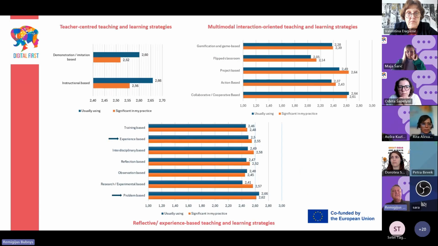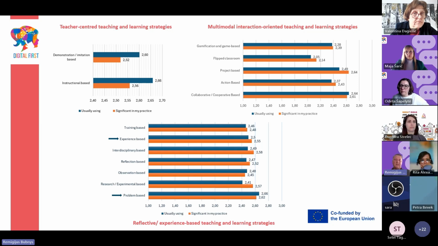Important to mention that in the questionnaire, teachers were asked to choose the most frequently used strategies in their teaching and evaluate how often they use them and how important and necessary they are for teaching. Analyzing each factor in more detail, we see that instructional and demonstration, imitation-based teaching and learning strategies are mostly chosen and used by teachers. The results show that teachers in secondary schools use teacher-centered strategies more often. This suggests they use traditional methods where the teacher provides knowledge and students mainly listen and follow instructions.